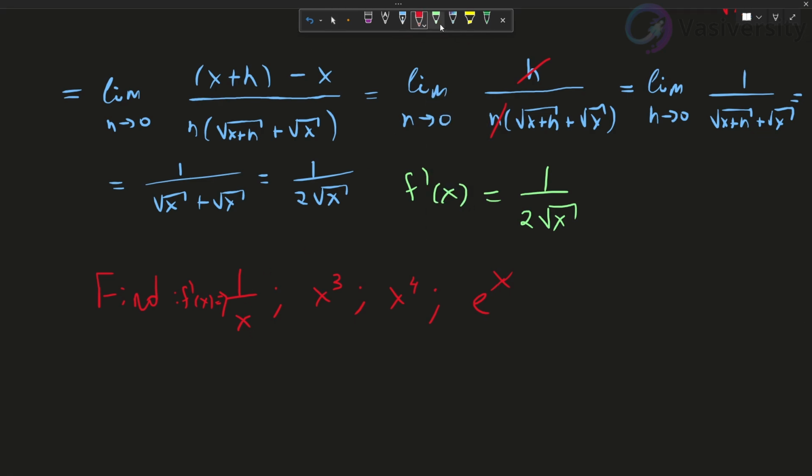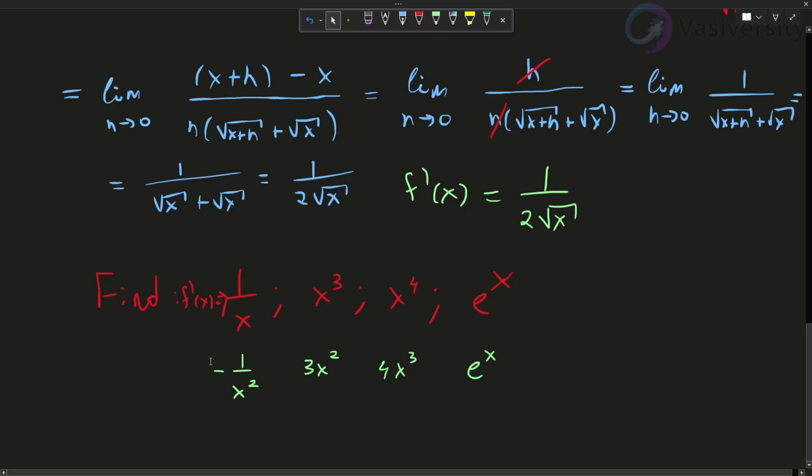So this one's going to be negative 1 over x squared. This one's going to be 3x squared, 4x cubed. This is going to be e to the x. So these are the answers, okay, of f prime of x, actually.